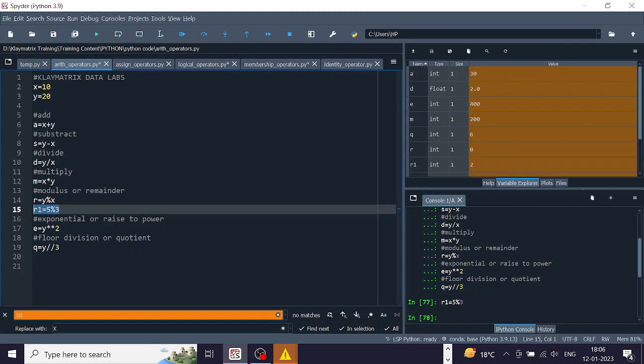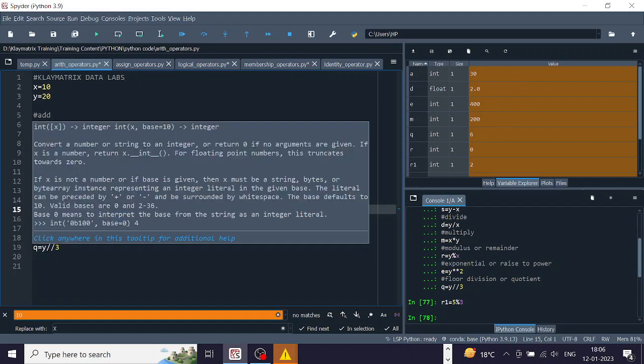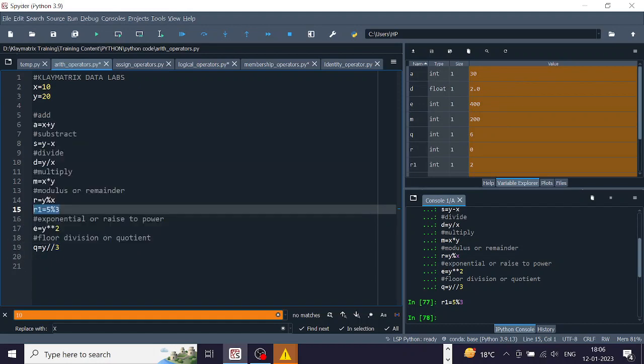Exponential, e is y to the power 2. In this case, y is 20. 20 to the power 2 is 400. So e should be 400. And finally floor division, q is equal to y floor division 3, which means 20 floor division 3. So 3 sixes are 18. 6 should be the quotient, or the floor division output. So we get it here. So that's about the arithmetic operators.